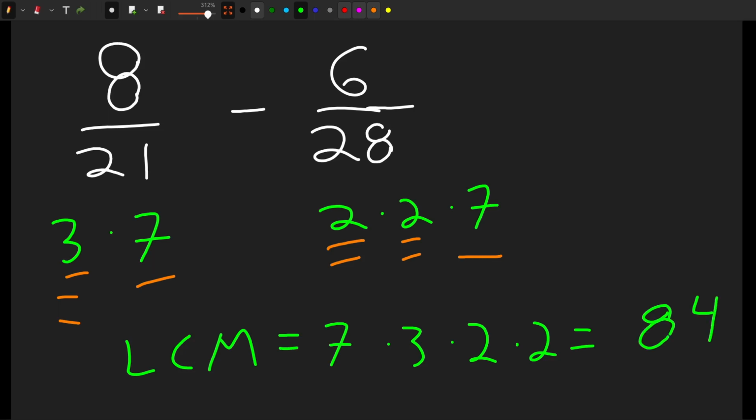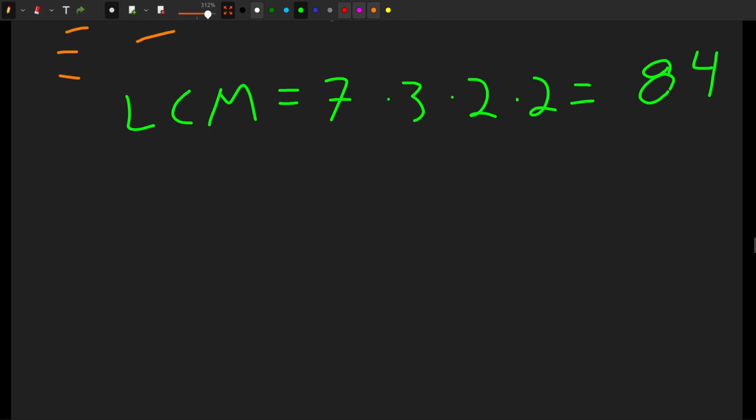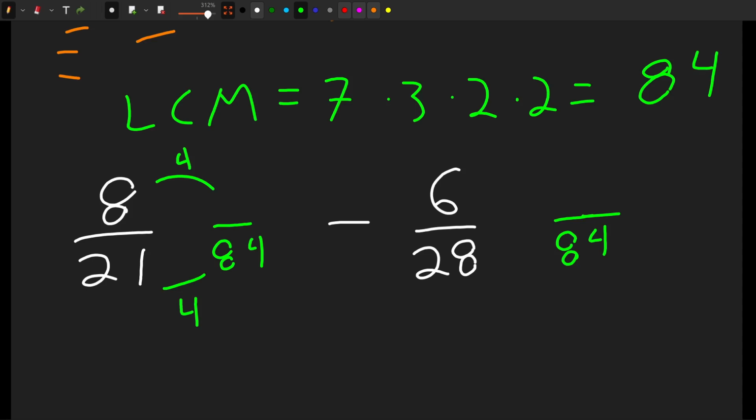And so now we're going to have 8 over 21 minus 6 over 28. 84 now. We need to figure out what do we multiply this by to get to 84, what do we multiply this by to get to 84. This number is 4. This number is 3, and I'm going to be left with 32.